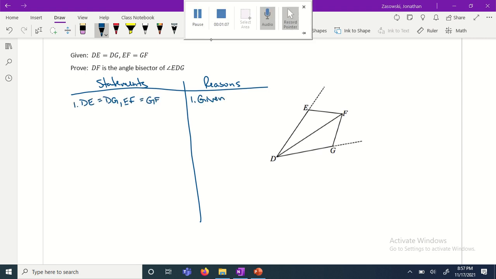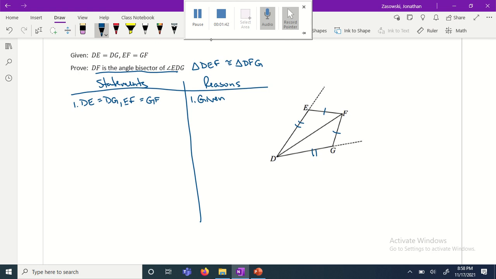Remember when you're done, label everything that's marked congruent in the given. So DE congruent to DG, and then EF congruent to FG. We're trying to show that DF is the angle bisector of EDG. We haven't covered this yet, so instead, I just want you to show that triangle DEF is congruent to triangle DFG. We'll come back and do this question when we get to what's called CPCTC.